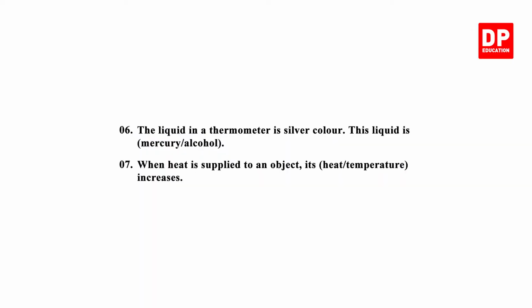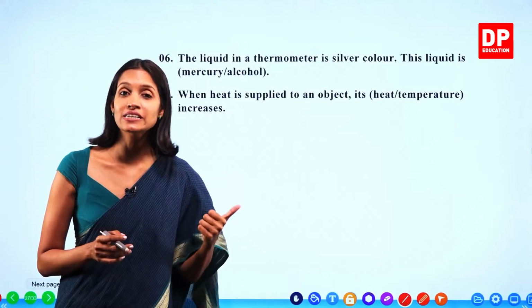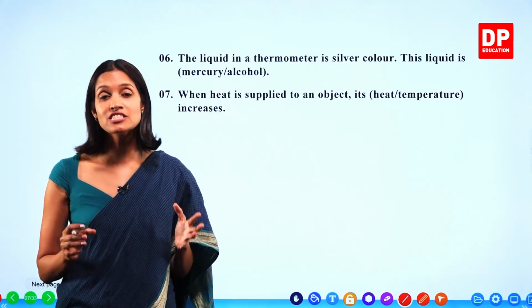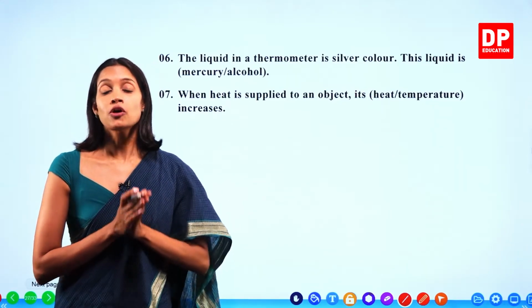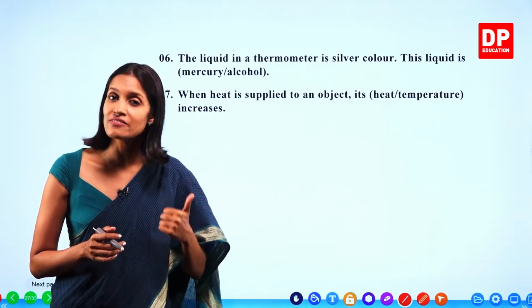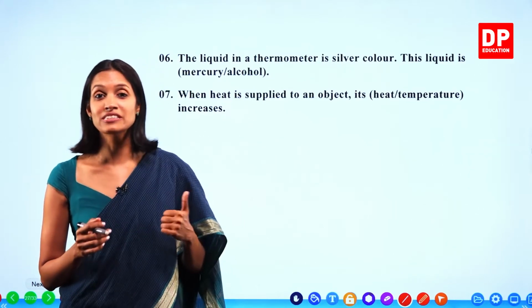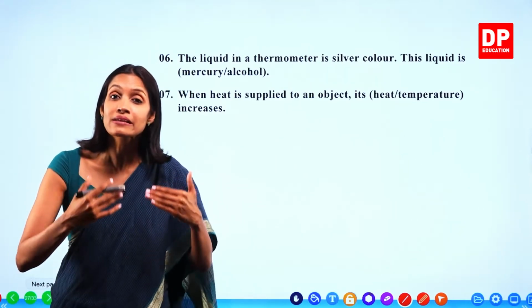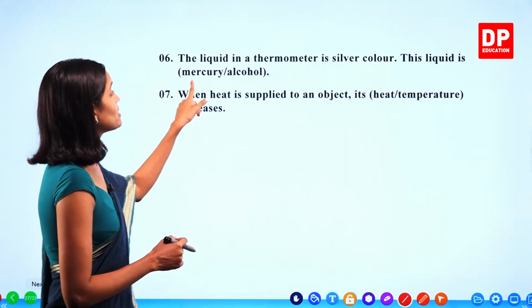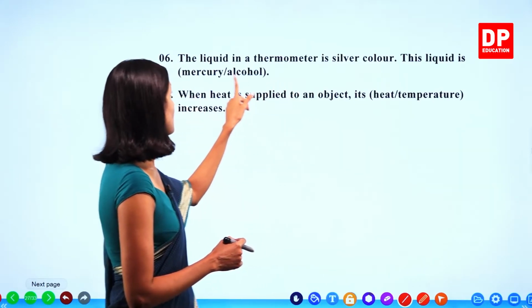Right? The liquid in a thermometer is silver color. What is this liquid? There are two types of liquids that we can use to fill the bulb of the thermometer. What are those liquids? Mercury and alcohol. Because alcohol is originally a colorless solution, to observe it clearly, we use colored alcohol. What is the silver color substance? The silver color liquid is mercury. Mercury is a liquid metal. That metallic color is the silver color, right? The liquid in a thermometer is silver color. This liquid is mercury.